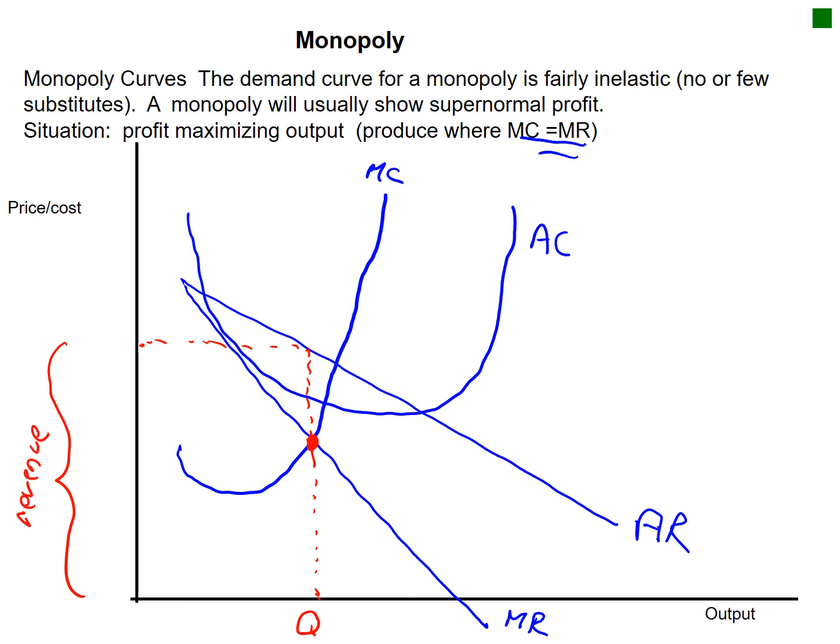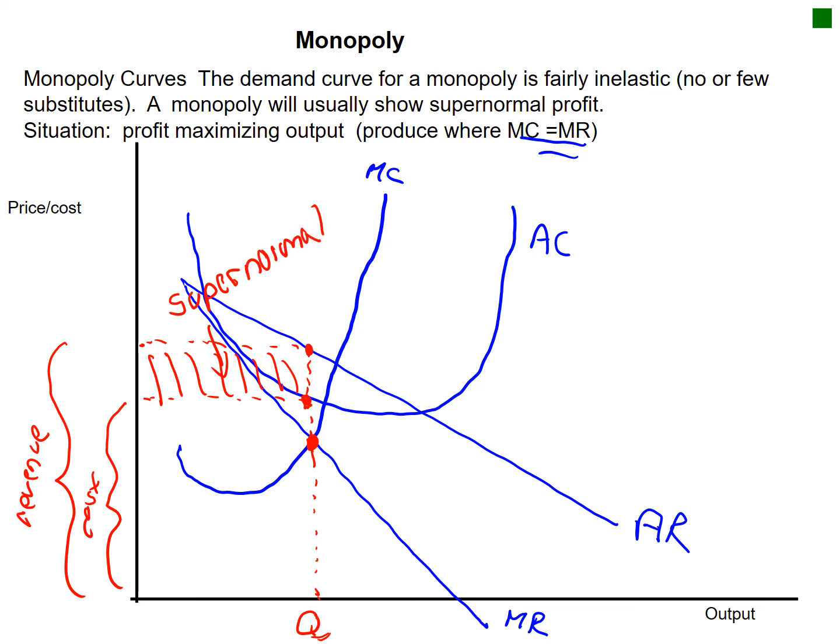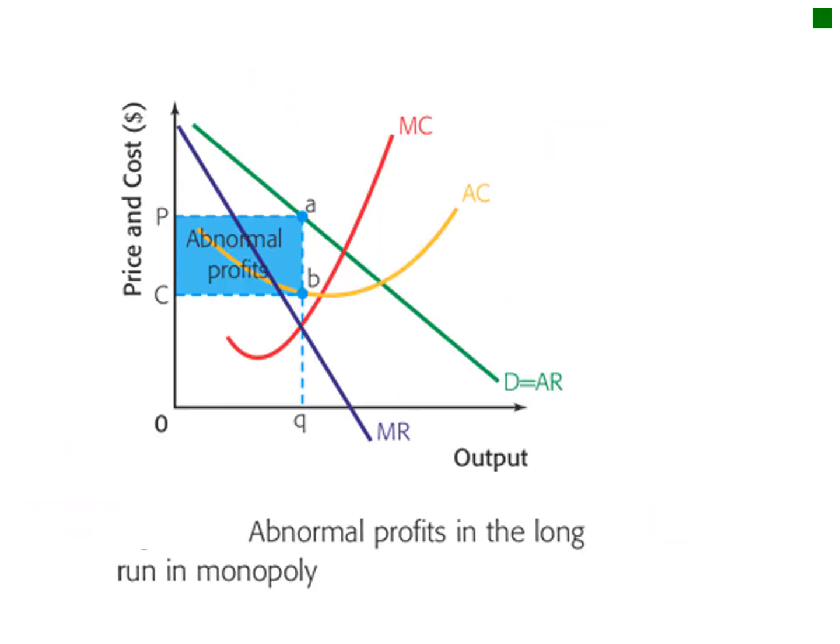Let's look again. We're at this quantity. It meets average cost, which is here. So this was where it meets average revenue. This is where it meets average cost. Let's bring it across. And this would be cost. And so revenue exceeds cost. So here we have the supernormal or abnormal profit. They're the same thing, just different terminology.